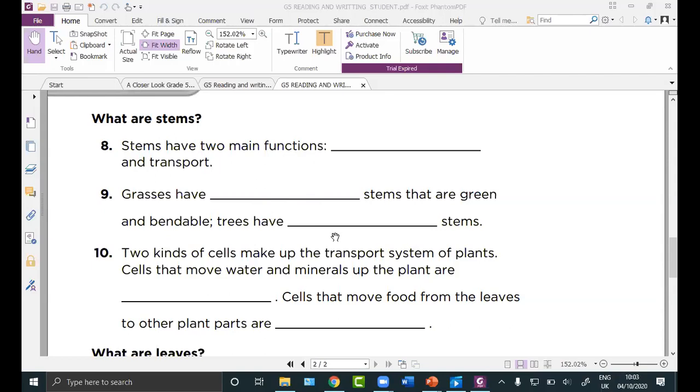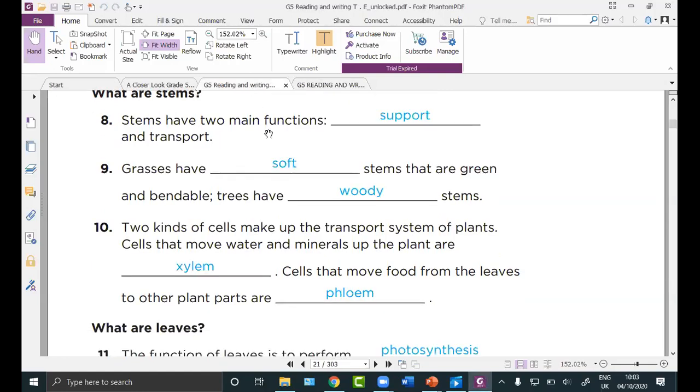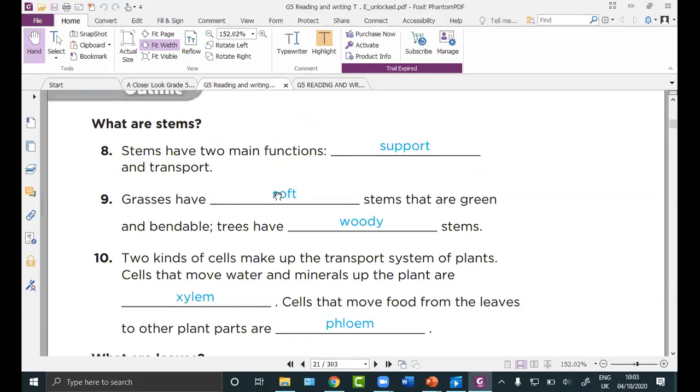Ahmed Bandar, please. Two kinds of cells make up the transport system, plant cells that move water and minerals up the plant. They are xylem and phloem. Okay. Now check your answer. Thank you, Ahmed Bandar, thank you.